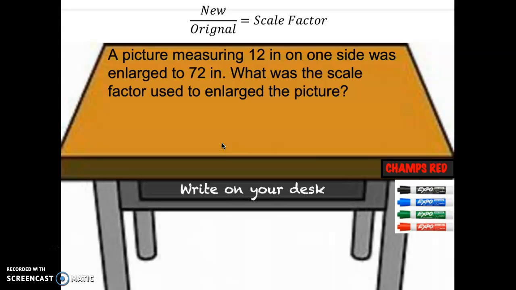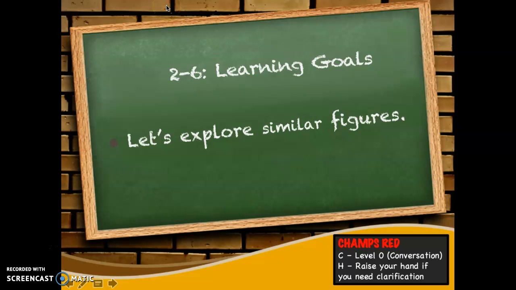Another one that we did on our desk was a picture measuring 12 inches on one side was enlarged to 72 inches. What's the scale factor? Well, the new or the enlarged is 72 inches and the old or the original is 12. Therefore, if you divide 72 on the top, 12 on the bottom, you will get a scale factor of 6.